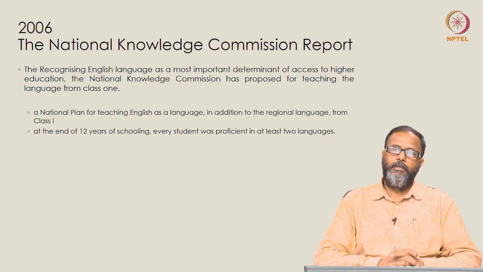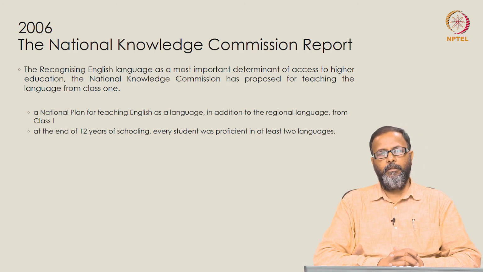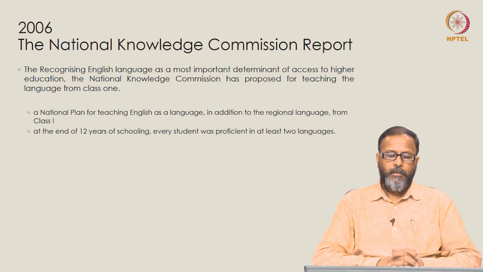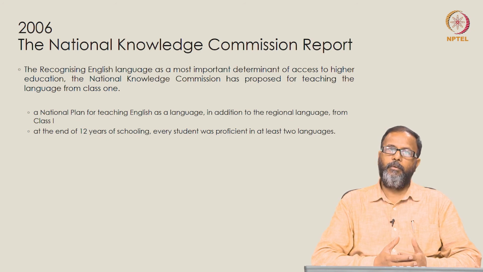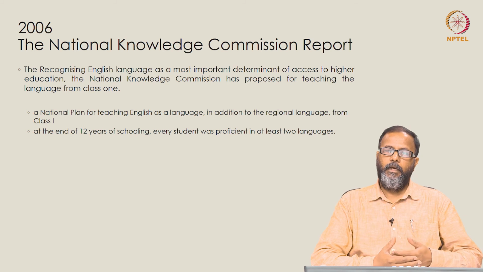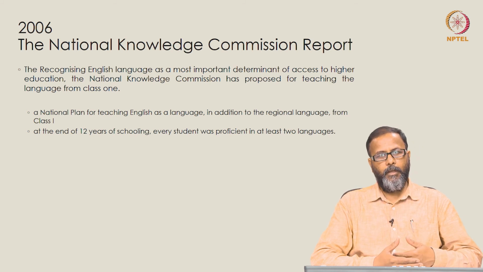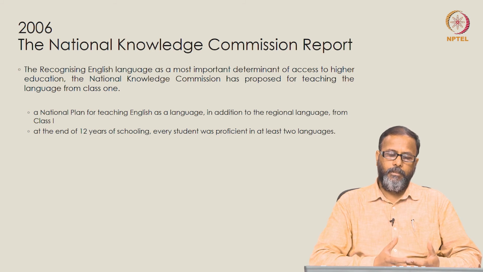And this commission also emphasized the role of English in the Indian education system, and it recommends English language as a most important determinant of access to higher education. The National Knowledge Commission has proposed teaching the language from class 1, even at primary level. English was introduced at the primary level, which was not done in the British period, and a national plan for teaching English as a language in addition to regional language from class 1.